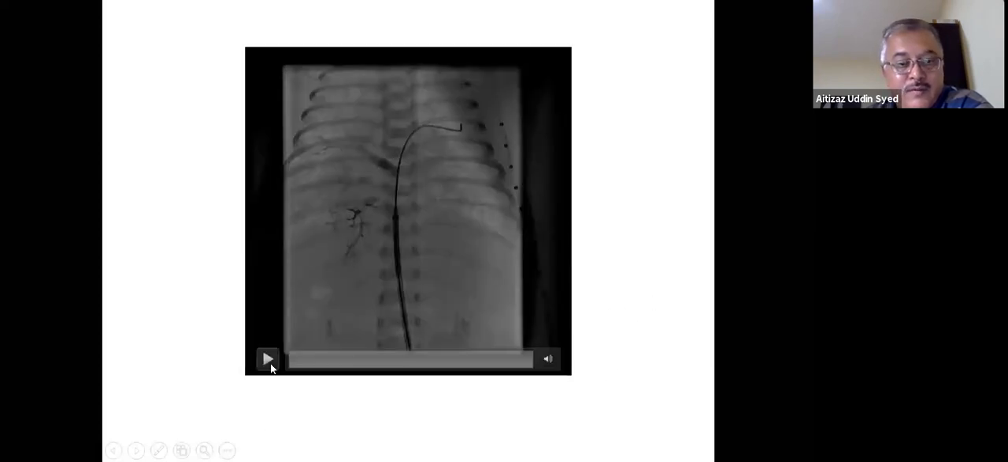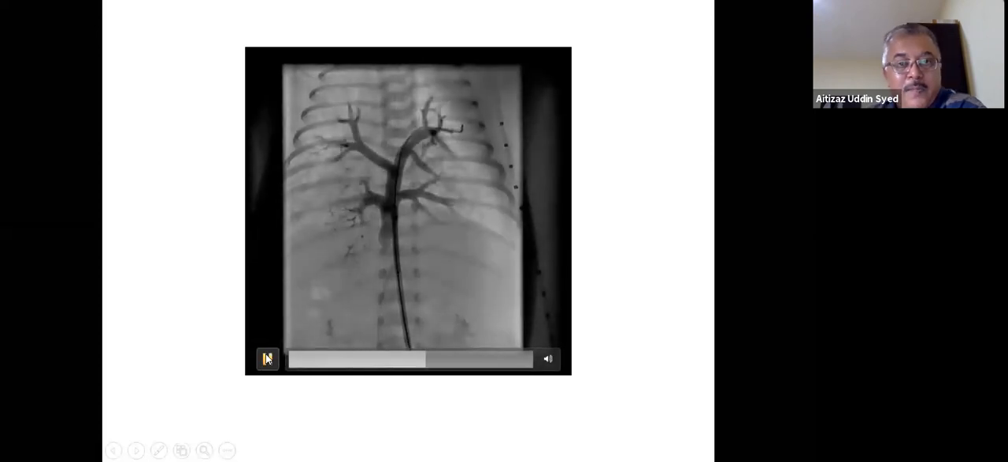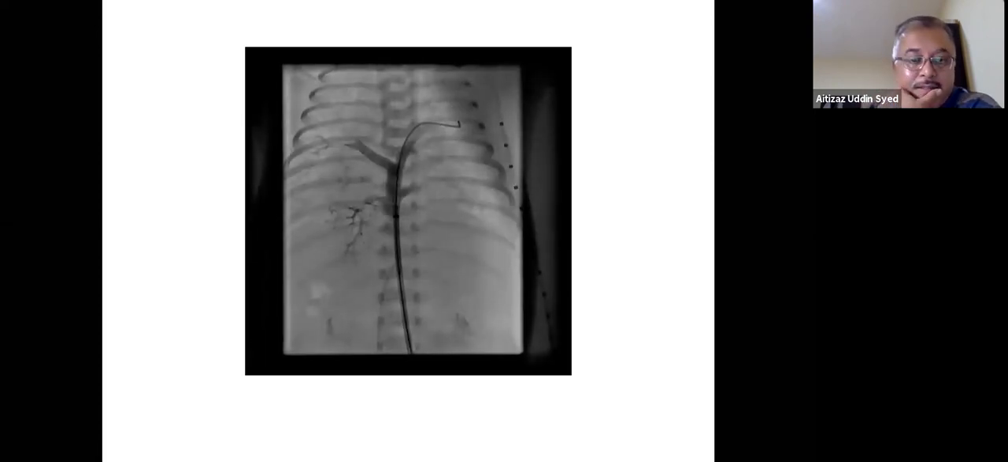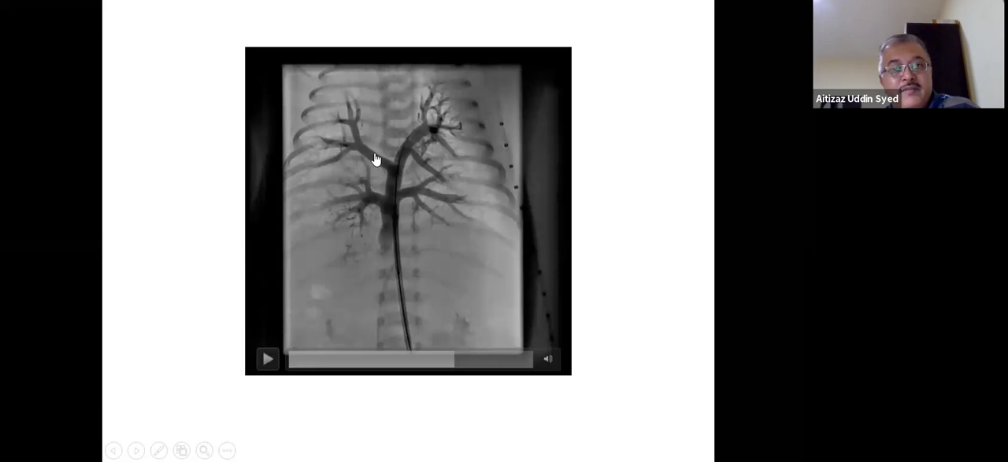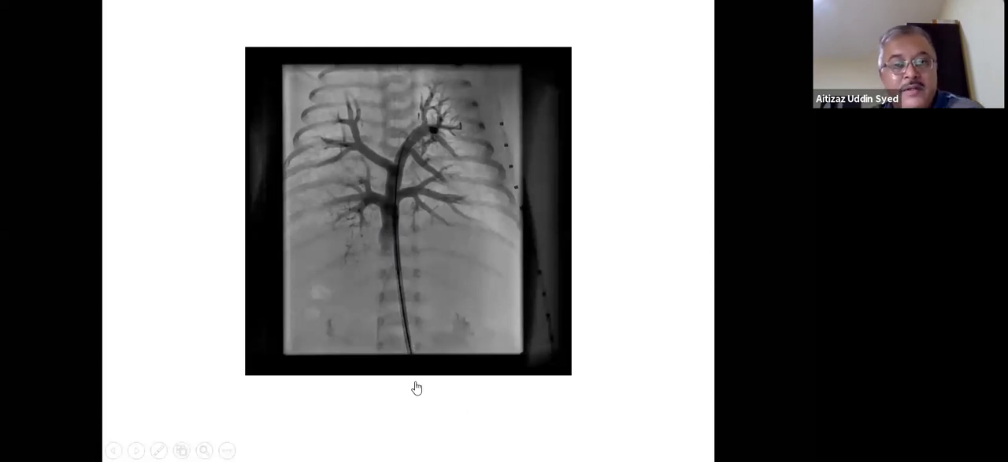Right. So the next was the same thing with the introduction of a sheath. So you can see very nicely in the venous phase, all the pulmonary veins joining a confluence here. The confluence is going down below the diaphragm, and then seems to be stopping there. And that's why the baby was in such a bad shape.